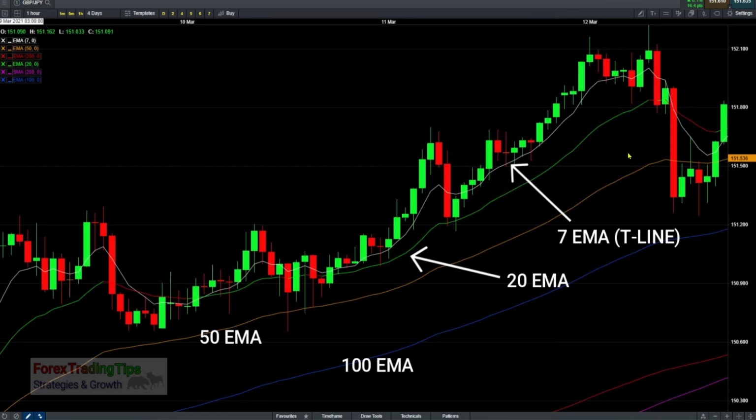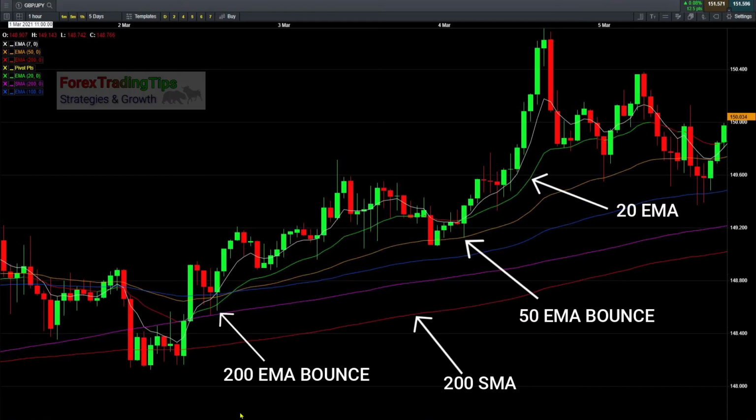Alright, so I'm going to show you another example now. Okay, so a slightly nicer example here, guys. Same thing. It's not difficult to see. You can see where I'm coming from now. We've got the 200 SMA, the 200 EMA, the 50, the 20 again. But look at this, we've got this little area of consolidation here.